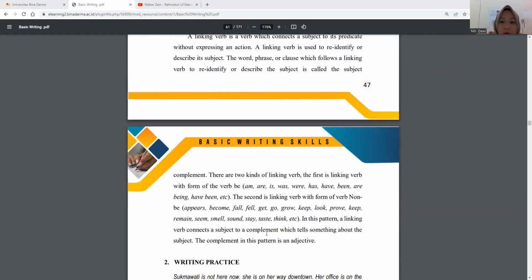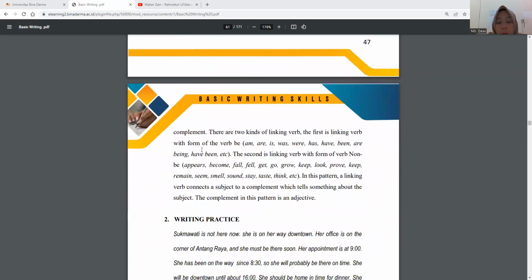Like you see here, the first one is linking verb with a form of be, like am, are, is, was, were, being, have been, and so on. It could also be followed by auxiliary verbs, for example must be: must is the auxiliary and be is the linking verb. And then the second is linking verb with a form of verb non-be. So there is no be there, no am, is, are, was, were, and so on.